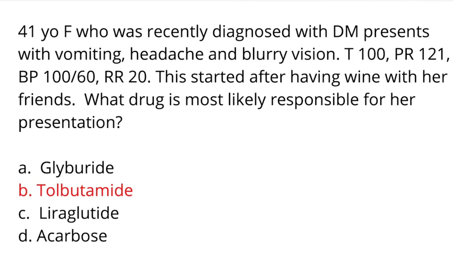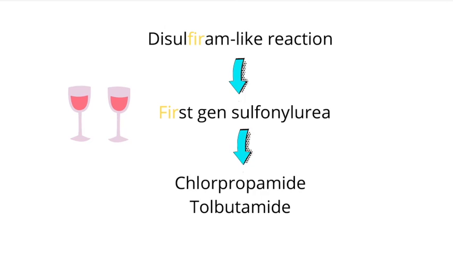And remember that disulfiram-like reactions can present with headaches, blurry vision, facial flushing, vomiting, and hypotension when they are taking the sulfonylurea with alcohol. So that's why these symptoms occurred after drinking wine with her friends. So we can use the first letter F in disulfiram-like reaction and first generation sulfonylureas to remember the correlation between those two. And examples of first generation sulfonylureas include chlorpropamide and tolbutamide.